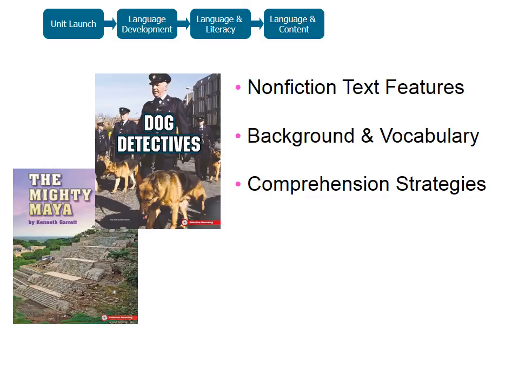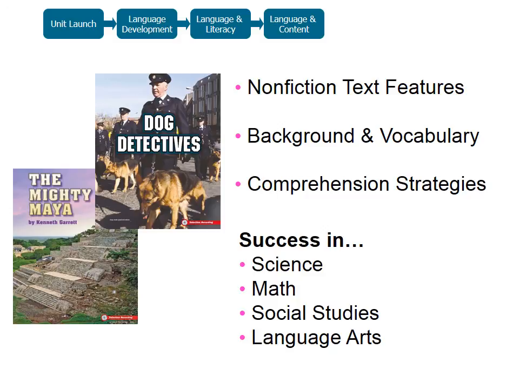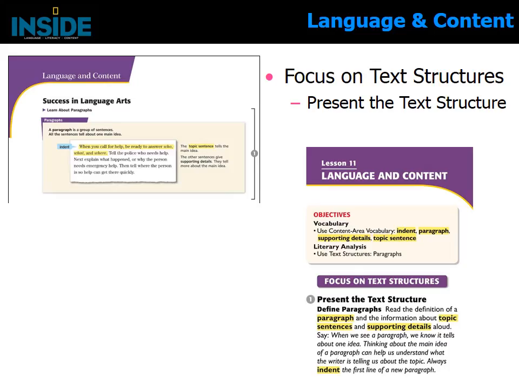Now let's move on to the next strand, language and content. The language and content instruction focuses on non-fiction text features, building background and vocabulary, and comprehension strategies. This section begins with a short lesson that introduces students to a specific non-fiction text feature, leading to success in the content areas. The first step in the Focus on Text Structures lesson is to present and define the text structure using the example in the student book.